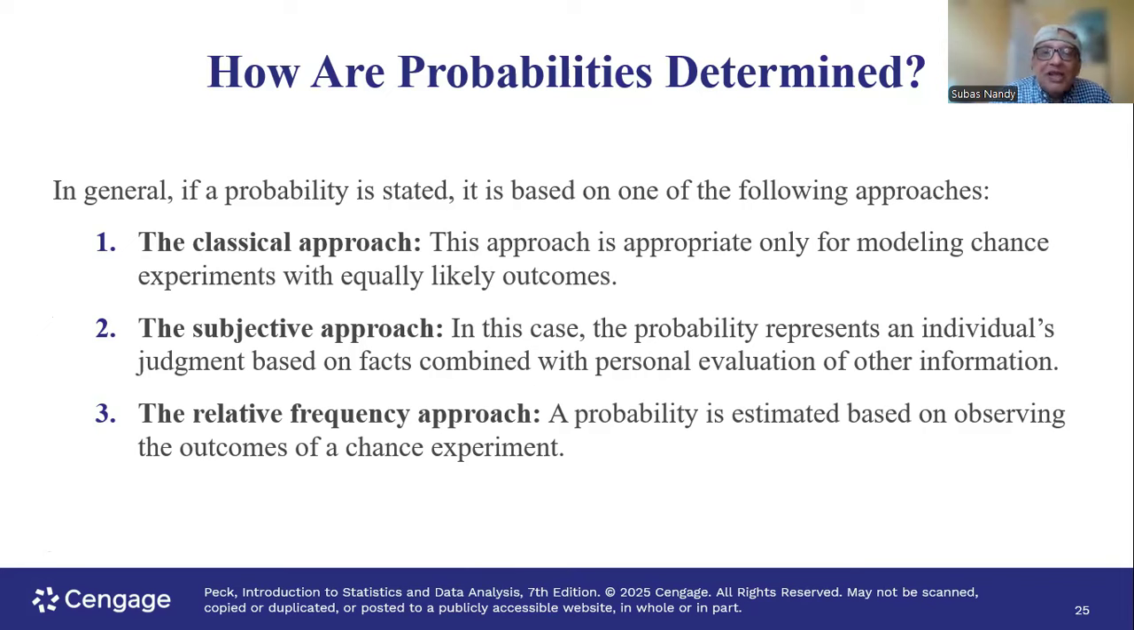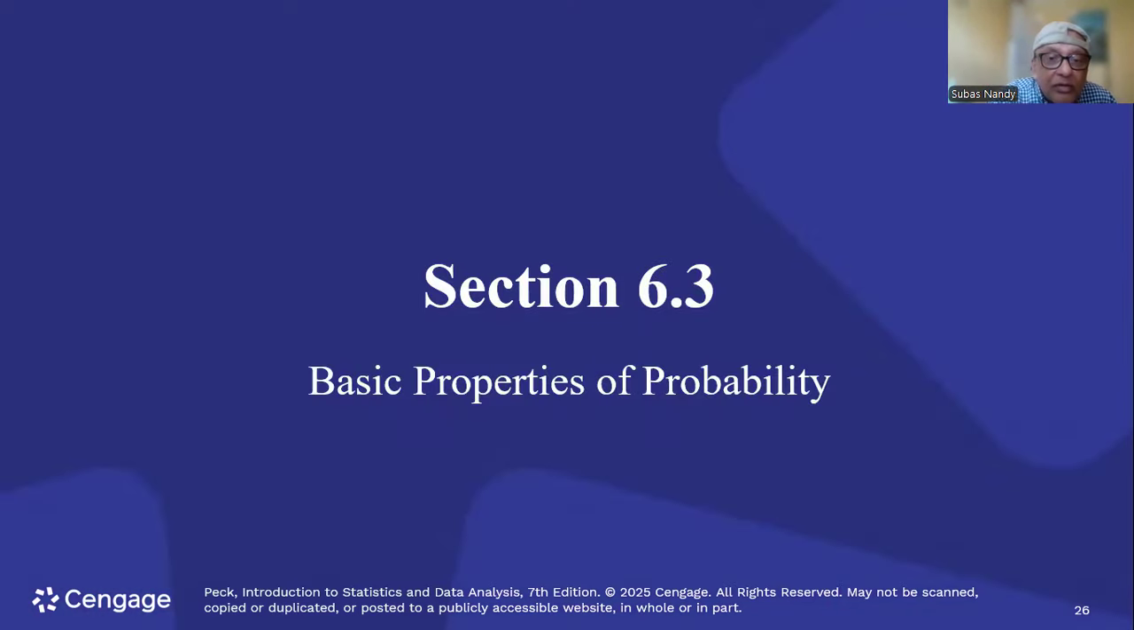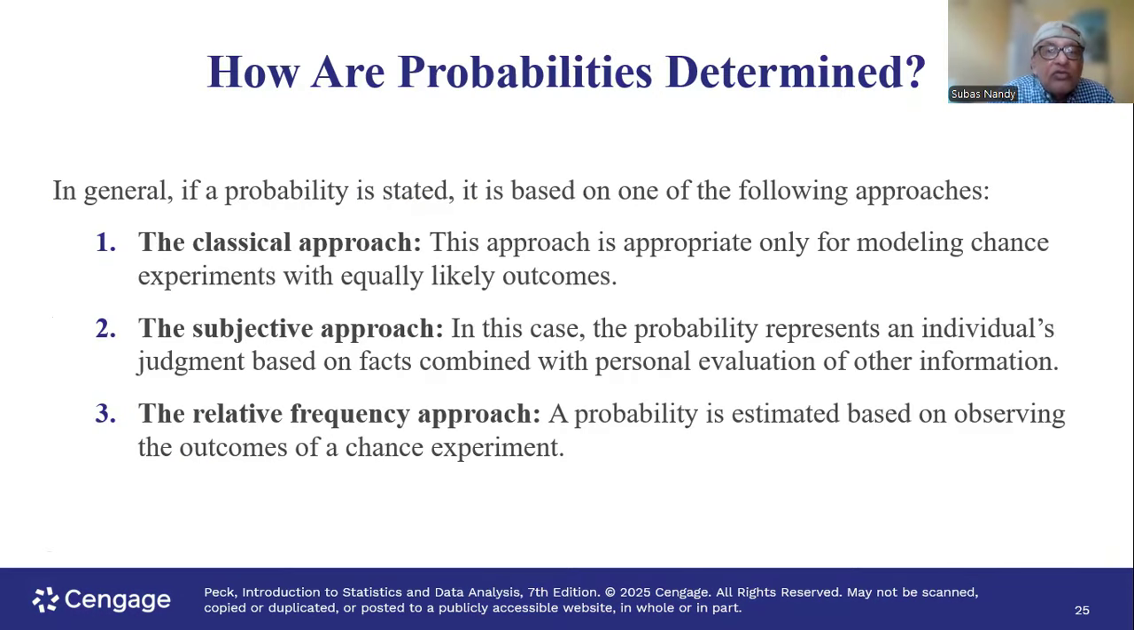The best is the relative frequency approach, where you conduct an experiment a number of times, like tossing the coin 1,000 times, and see how many heads you get. Number of heads divided by total number of tosses is the relative frequency or percentage of heads in the long run. Okay, so I'm going to stop here today.